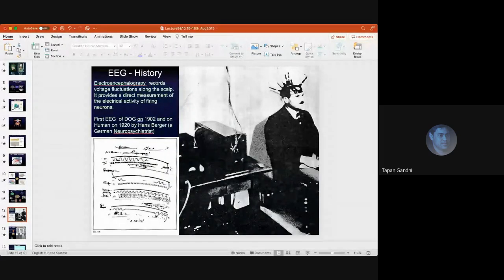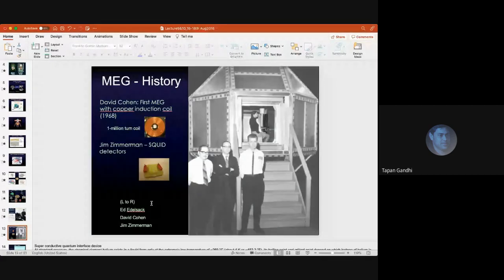Okay, so you can see here, this is how the setup looks like. This is the first human EEG, in 1920, that has been recorded. So it's a very huge device, and you can see these are the paper traces, right? And now we are using different new kinds of EEG systems.